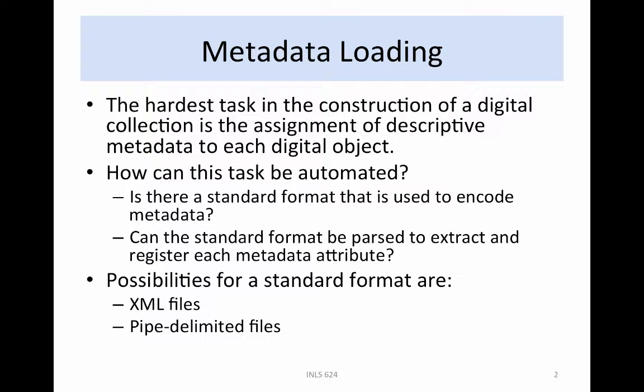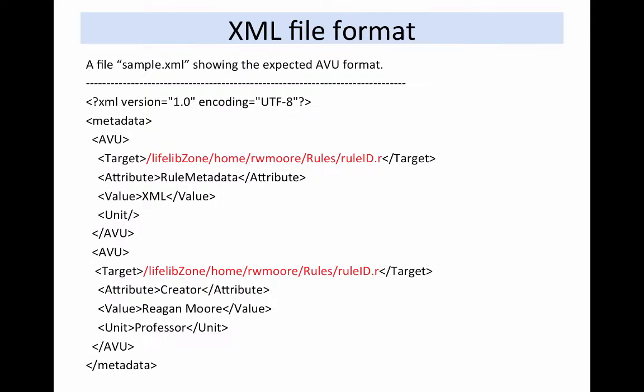Or feature-based description might be used to identify the features present within a file through the application of feature detection algorithms. How can these tasks be automated? Can metadata be encapsulated in a standard format that is used to encode description? Can the standard format be parsed to extract and register each metadata attribute? We will look at two possibilities: the use of XML files to aggregate descriptive metadata, and the use of pipe delimited files to aggregate metadata for automated loading.